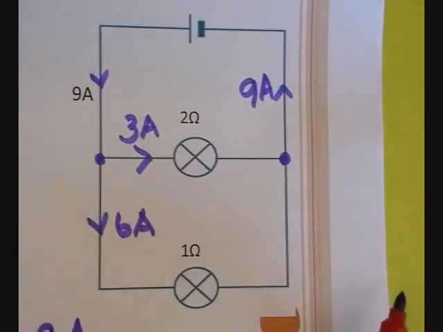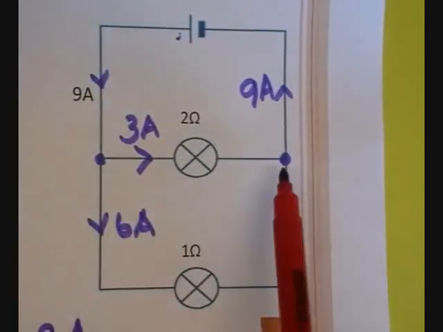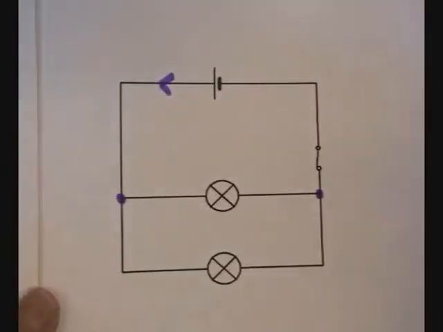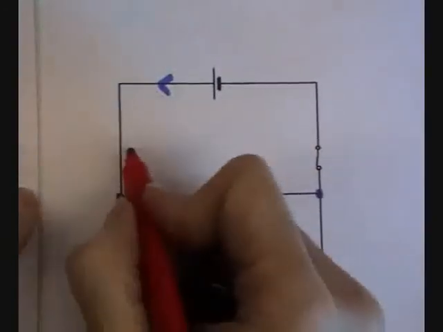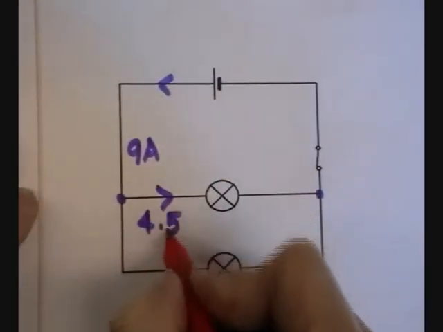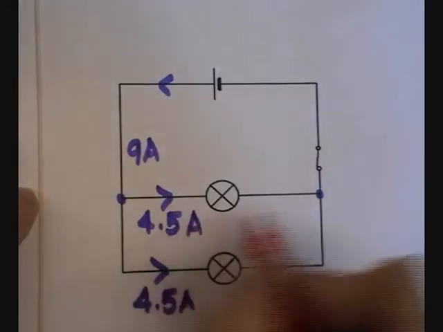So current in a series circuit is always the same. Current in a parallel circuit splits up and joins back together again. If, as in this example, the 2 bulbs are equal, then your 9 amps of current will just split equally into 4.5 and 4.5 amps. And join up again, of course, over here.